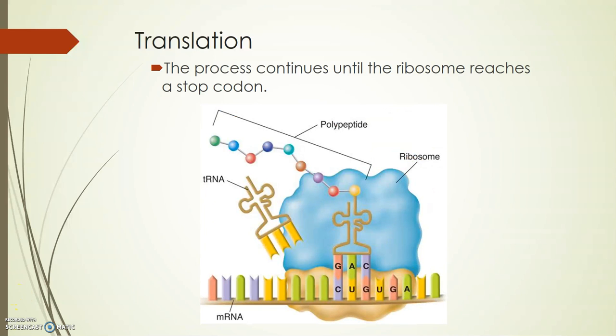This will keep happening until the ribosome reaches a stop codon, which indicates that the protein is finished and that there is nothing left to translate. At this point, the protein is released and will become modified and folded by other cellular organelles, and at that point it's ready to be used by the body. So yeah, guys, that's transcription and translation.